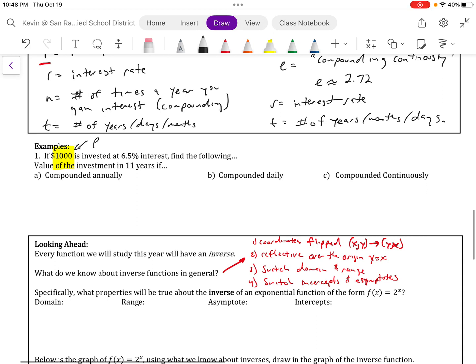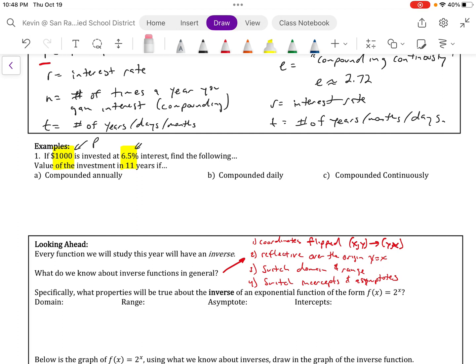Again, that's going to be our P, that's our principal. And then we have 6.5%, and that is our interest, or interest rate, so that's our R.